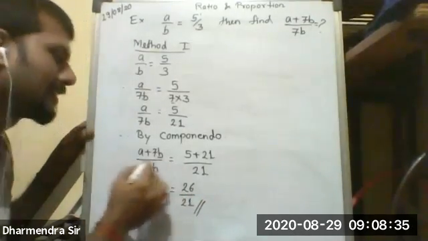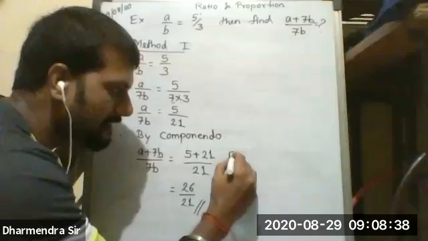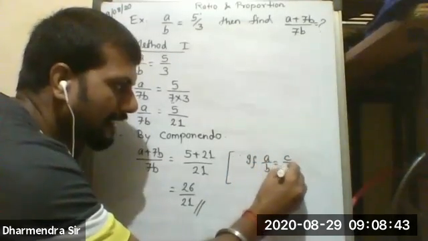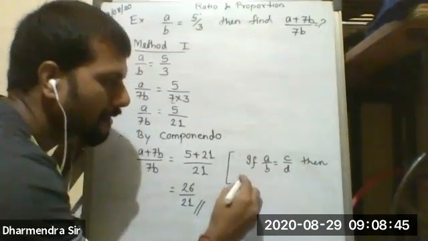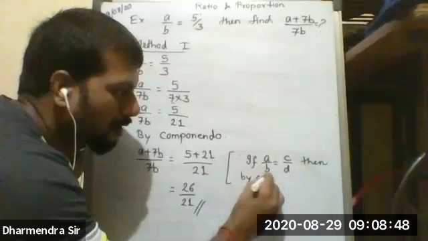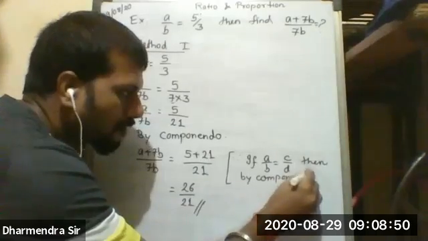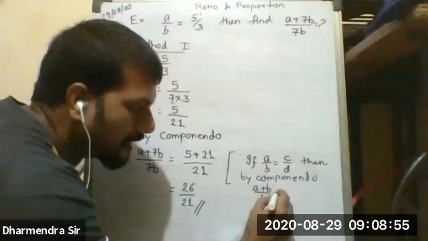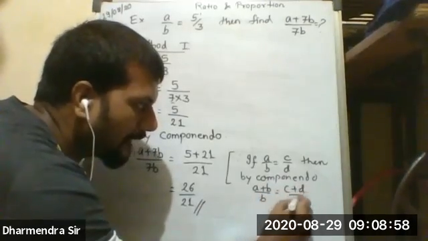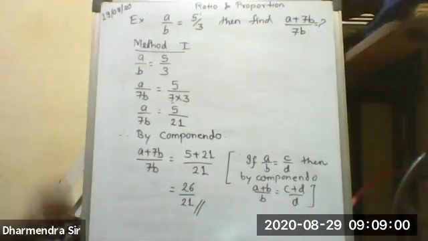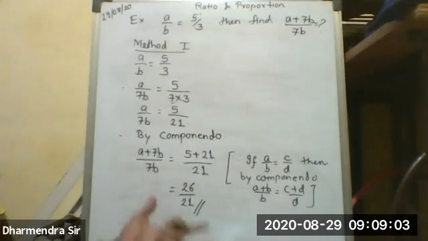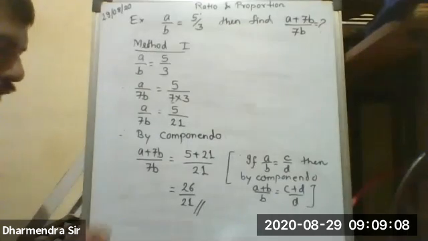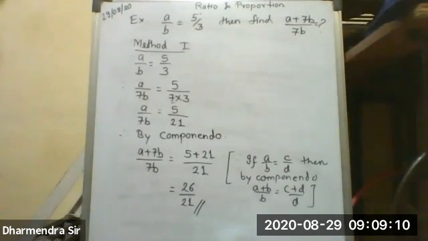And in case you are not getting this, I will write here the reason. If a by b equal to c by d, then by componendo a plus b by b is equal to c plus d by d. This is the reason you can apply. So this was a very simple problem to understand. This was method 1. Now we'll be using another method, that is method 2.